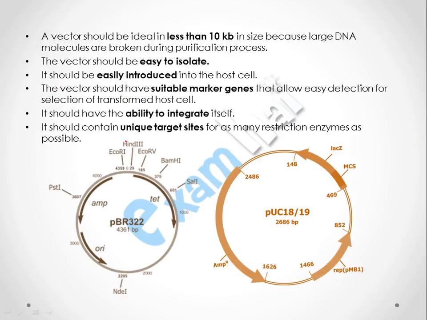The ideal vector should be less than 10 kb in size, because the DNA molecule which we want is purified, and during the purification process the DNA gets broken down, as we discussed in our previous video about gel electrophoresis, about how the DNA of interest gets purified from the other DNA fragments. The size of that DNA fragment is small, so the vector size should also be less than 10 kb. The vector should be easy to isolate, because first of all it is a big deal to isolate a DNA of interest, and if it takes a long procedure to isolate a vector too, then the experiment would take a very long process. So at least the vector should be easy to isolate. It should also be easy to introduce into the host cell.